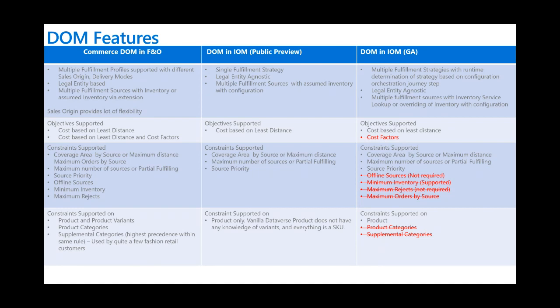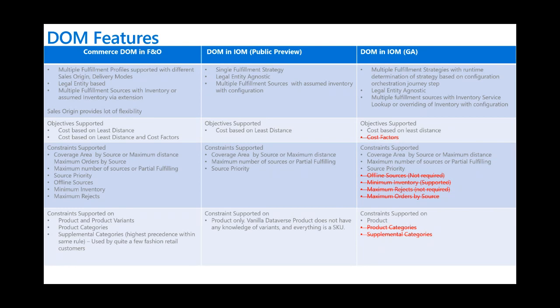In terms of other things that are slightly different, in F&O we can define constraints based on product categories. At this point of time, we are not bringing the same capabilities within IOM, but at a later date, we definitely plan to add support for product categories and supplemental hierarchy categories. We understand the need for it, and it's widely used within fashion. For example, the supplemental categories have the highest precedence compared to the regular product categories as you define the rules.